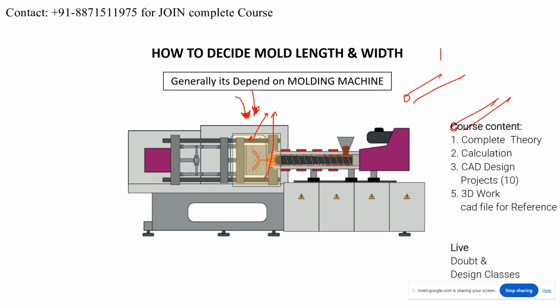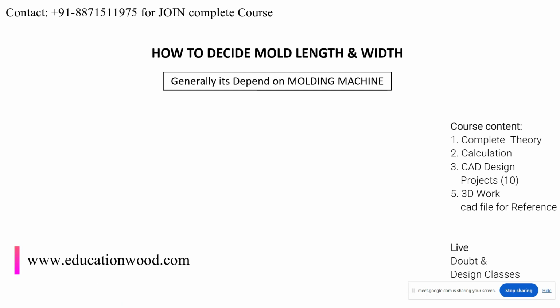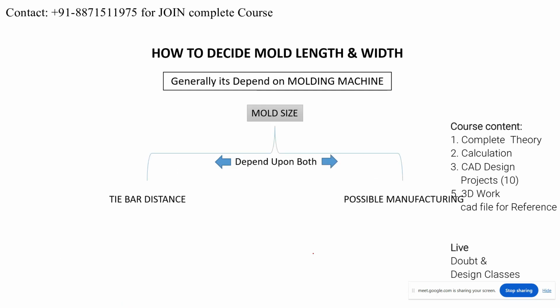Yes, sir. So you should have knowledge about the tie bar distance, about the horizontal and the vertical distance of the tie bar. Depending upon that, you can decide the maximum length and the width of the mold, right? So depending upon the tie bar, we can decide the maximum length and width.